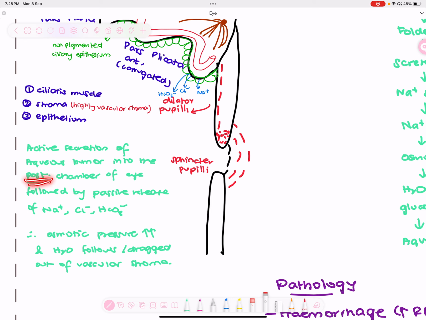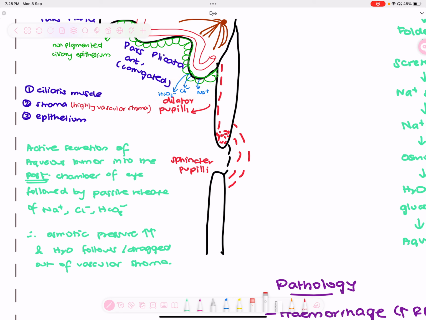This is super important. This comes as MCQs. And then it is followed by passive release of sodium, chloride, and bicarbonate ions. And what happens when these ions are high in the fluid here? For example, there's a high concentration of these ions. What happens is that the osmotic pressure increases.